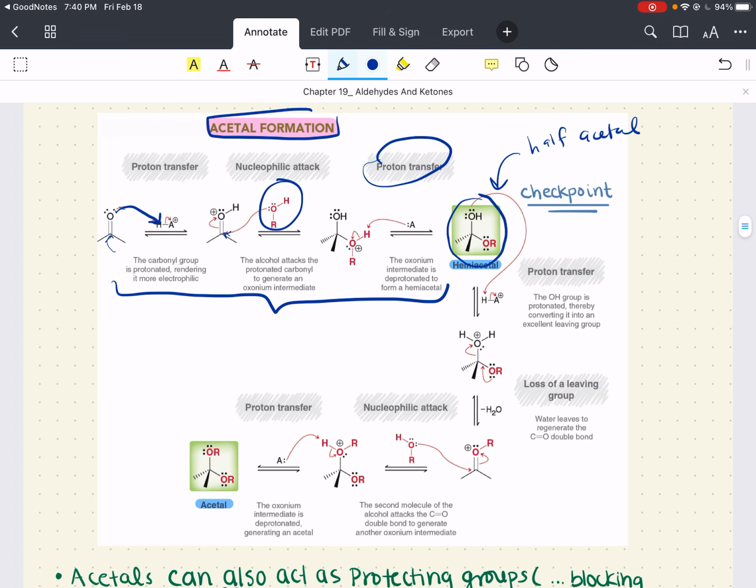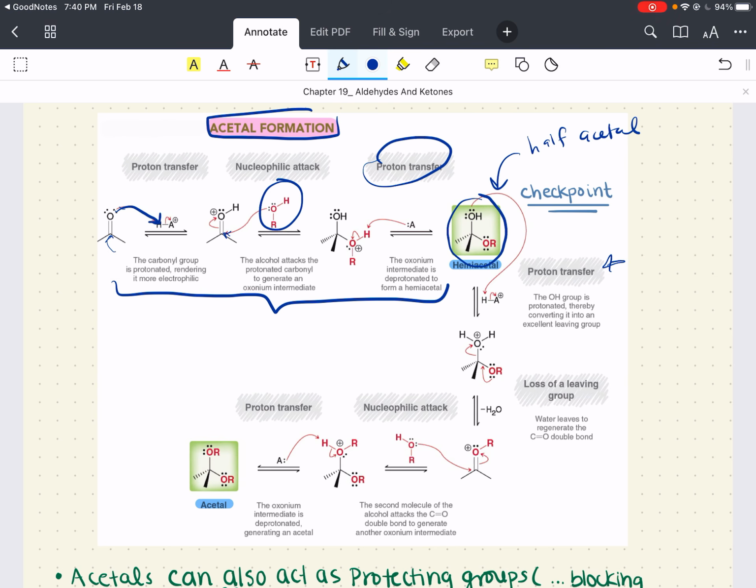Now, the last four steps of this mechanism essentially take this hemiacetal and convert it into an acetal product. These four steps involve a proton transfer, where the OH group is protonated, thereby converting it into an excellent leaving group. That is followed by loss of the leaving group, and then a nucleophilic attack, followed by one final proton transfer to get our acetal product.